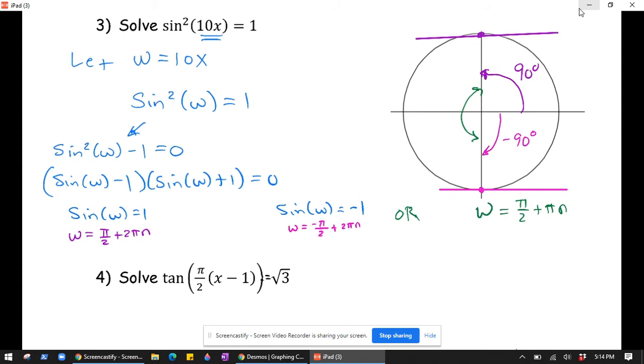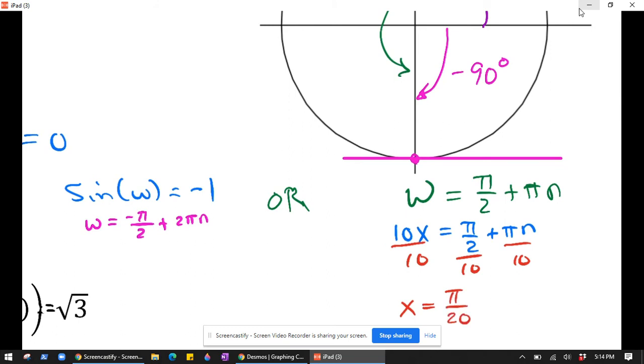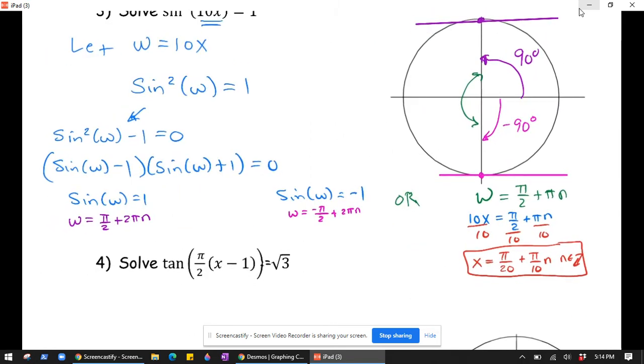Okay, but we're not done yet, right? Because w is really a stand-in for 10x. So I'm going to replace the w with 10x. It's equal to pi over 2 plus pi n, and then divide everything by 10 to get our solutions. So I'm going to say x is equal to pi over 20 plus pi over 10 n, as long as n is an integer. That gives all the solutions.